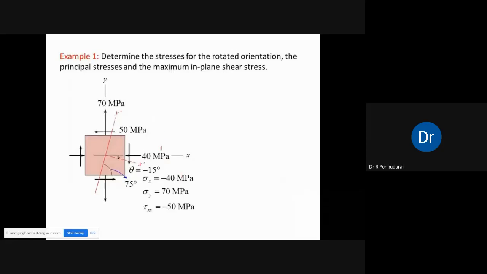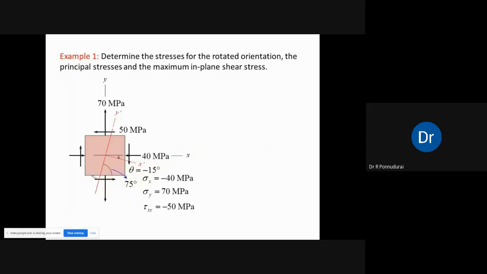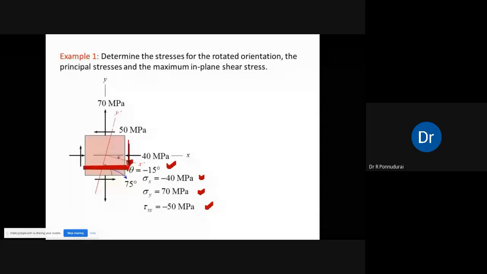So this way we have been given a problem statement. Determine the stresses for the rotated element orientation, the principal stress and the maximum in-plane shear stress. Here they have given a 75 degree rotation with respect to this axis. Always we need to calculate from this axis. So if it is 75, this will be 15, and 15 will be a minus. Minus means clockwise rotation. You have been given sigma x, sigma y, and tau xy. If tau xy is downward, then it is negative.